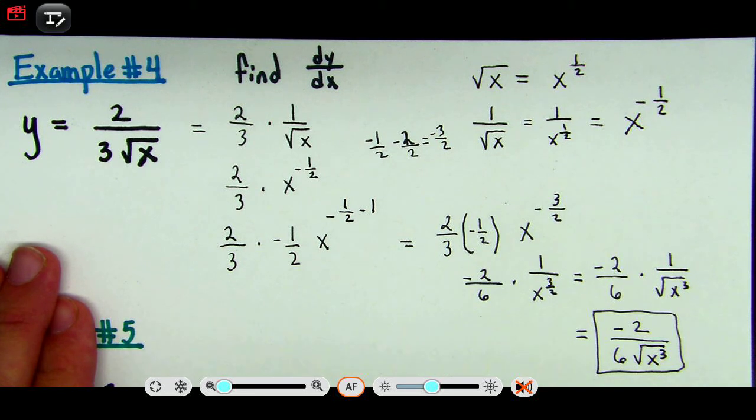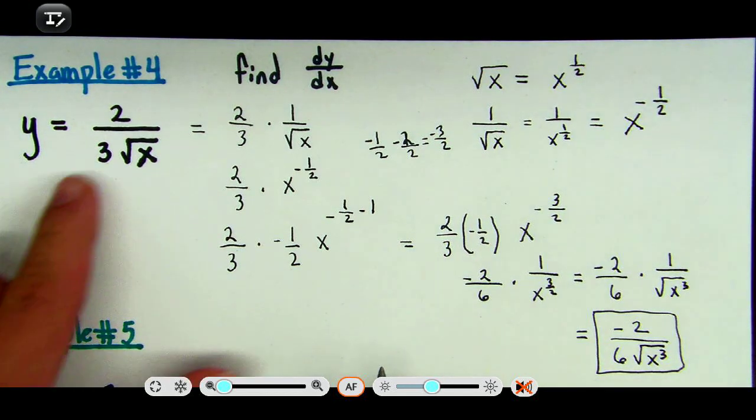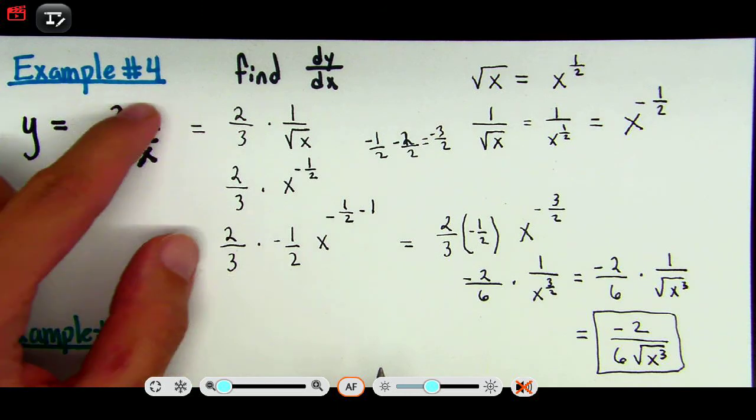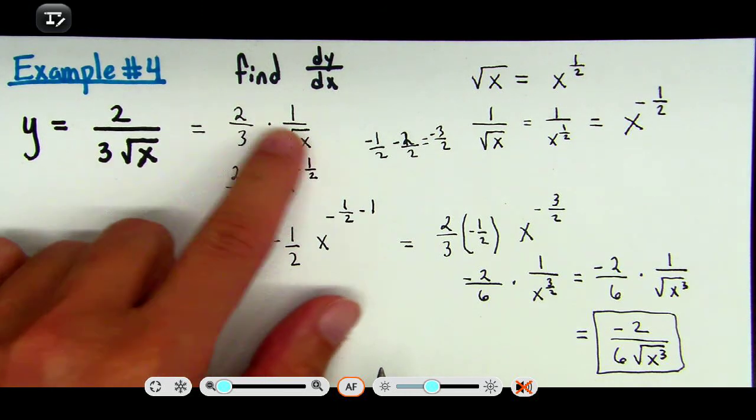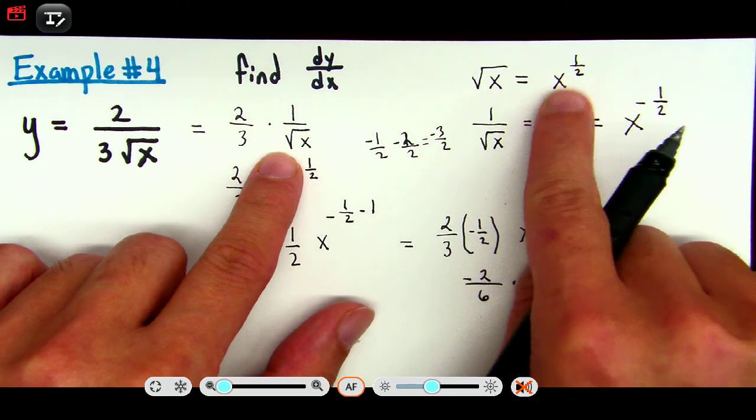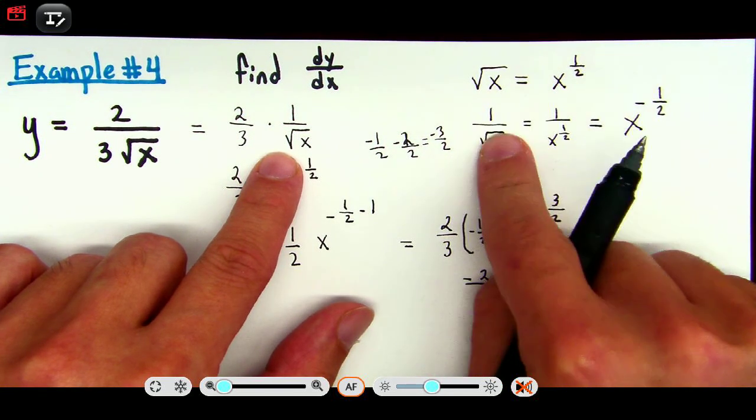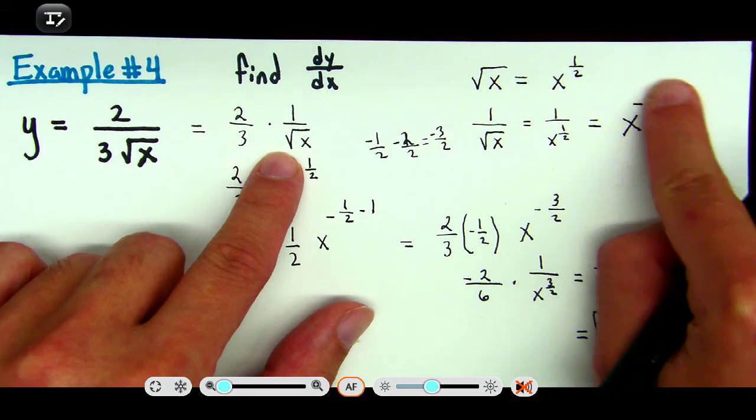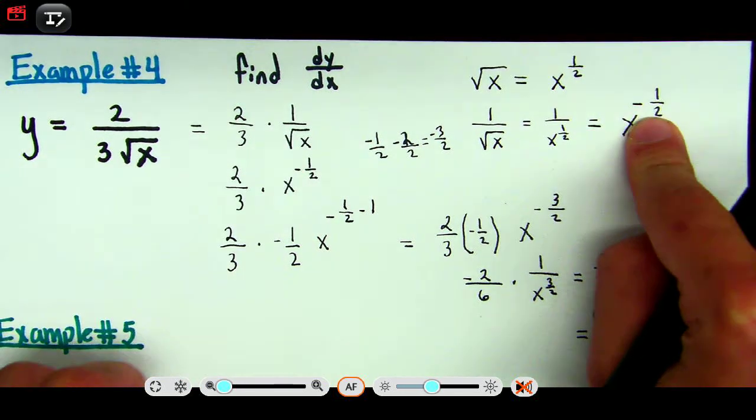Let's just review. Here, what was the first move? We took the 2 over 3, let's just bring it to the side. So then we're just left with 1 over square root x. But this 1 over square root x, we know square root of x is x to the 1/2. So 1 over square root of x is x to the negative 1/2. So now we're just taking the derivative of this. So you put this over here. Now you take the derivative.